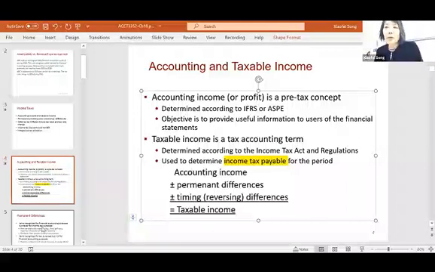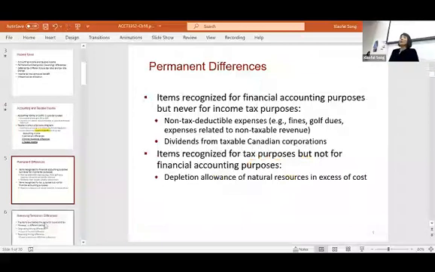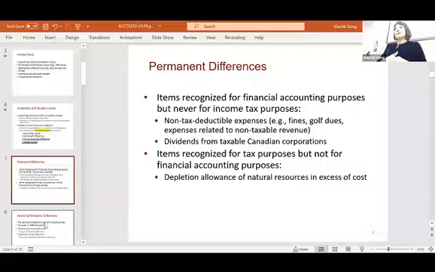The implications of these two types of differences are different. So we will focus more on the temporary difference, because permanent differences are easy. You just say this one is not taxable, remove it. This one is not deductible, remove it. Or the additional one needs to be taxed, put it in.